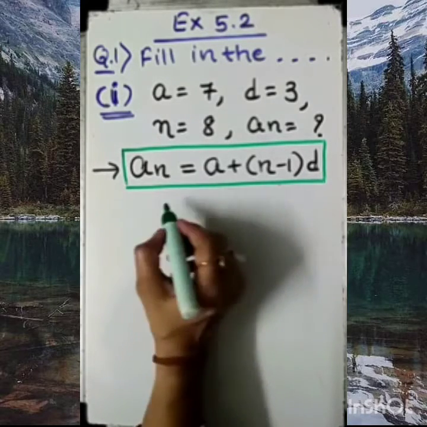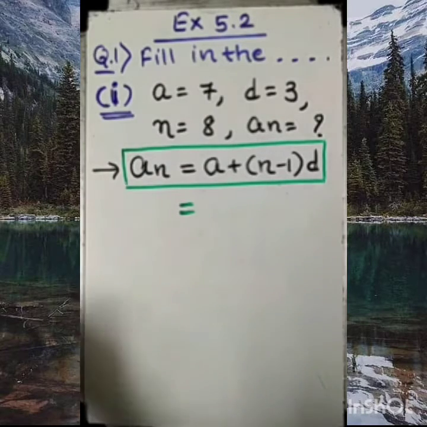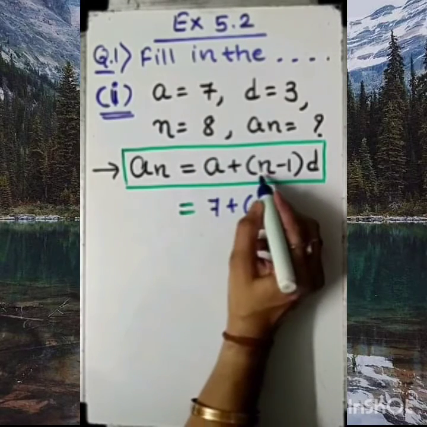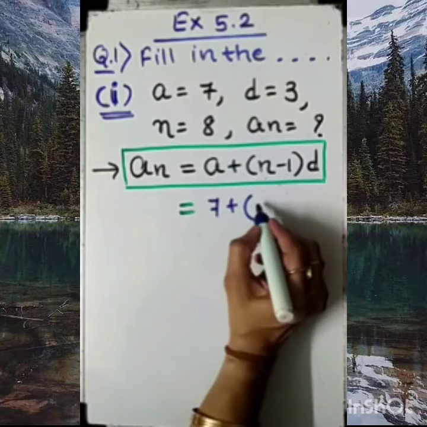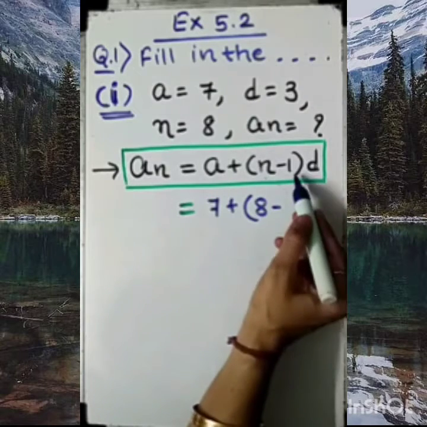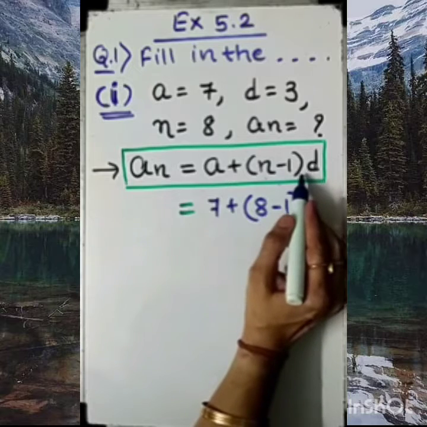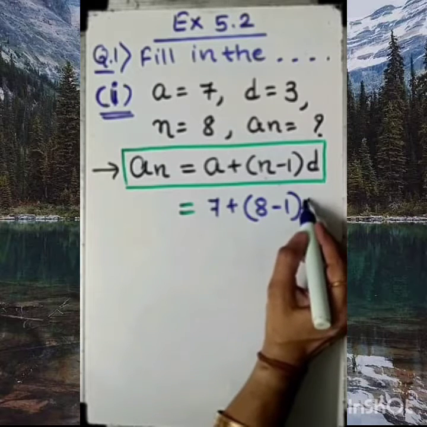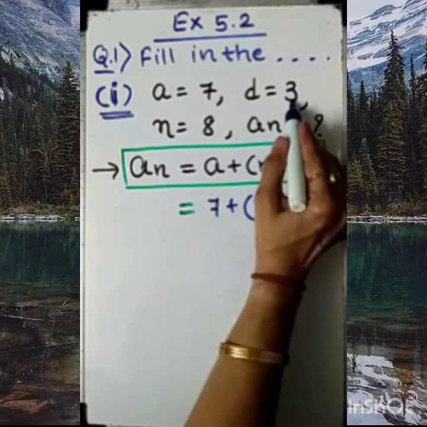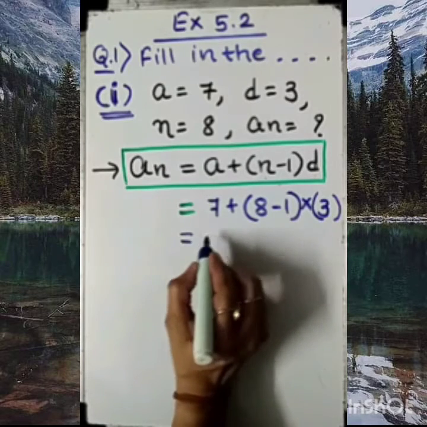Now in this formula, let's note down the values one by one according to the requirement. A is the first term, that is 7. N is the number of the nth term, that is 8. Total 8 terms are there. Minus, we are given 1, so we need to write 1. And between these two terms there is multiplication, a product. And here we need to write the difference of the two terms, that is 3. Clear to you? Now, very simple, very easy.